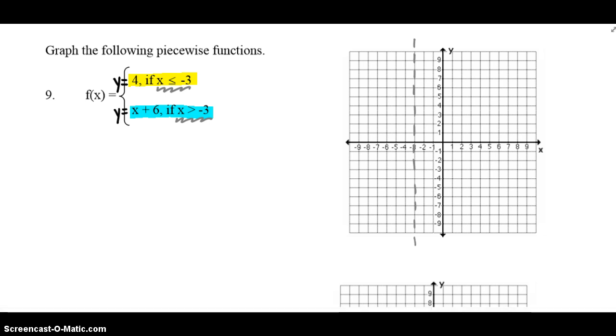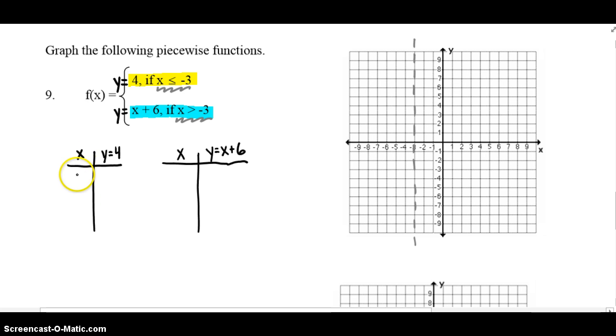Now, in order to get those two sides, we're going to use tables. So I'm going to set up a table for each one of my equations. So x, and then my first equation is y equals 4. And I'm going to set up a table for my second one, x, and then y equals x plus 6. So let's start with our first equation.